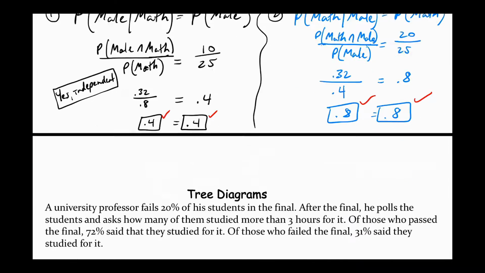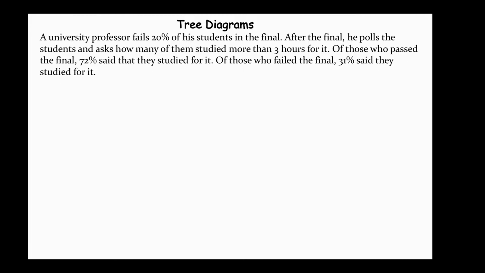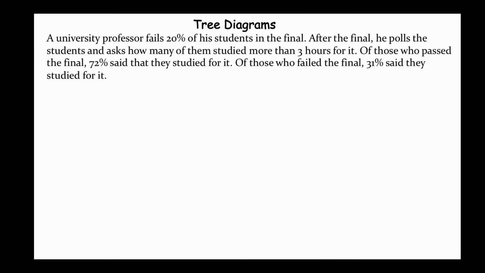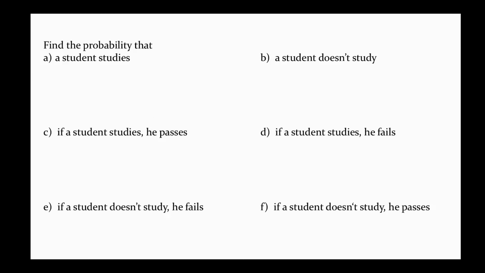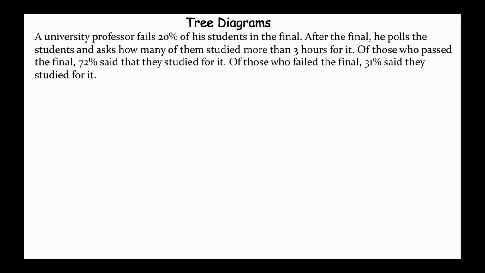Tree diagram question. University professor fails 20% of the students. After the final he told the students and asked how many of them studied more than 3 hours. Tree diagram now. The only one we haven't used on our list of Venn diagrams, two-way tables, tree diagrams, and formulas is tree diagrams. We have never built a tree diagram.